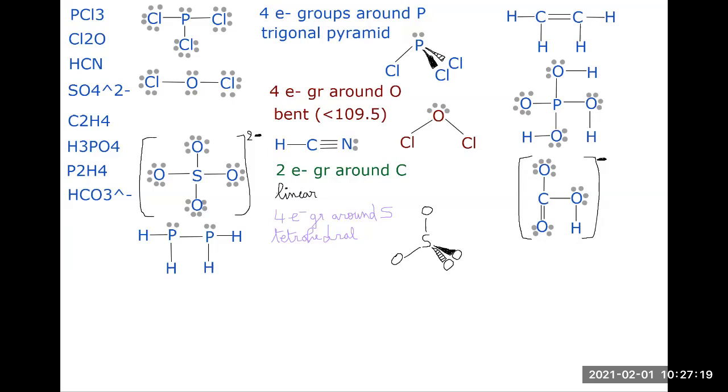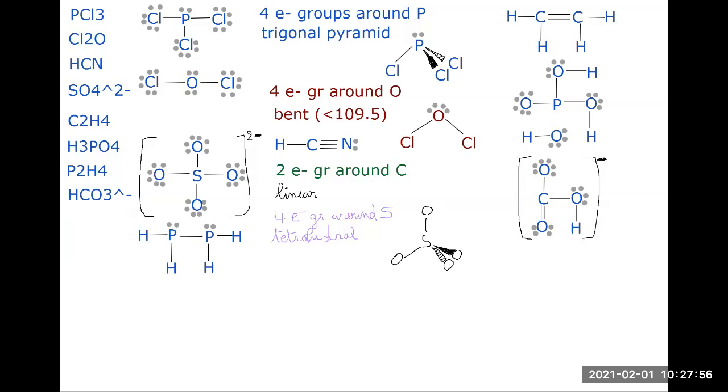So let's do P2H4 here. So let's find another color here. So let's count the number of electron groups around the central atom. So here you have two central atoms. Each phosphorus is a central atom, and they are equivalent. The shape you find for one of the P will be the same for the other P. So you can focus on one of the phosphorus and count the electron groups around that one.